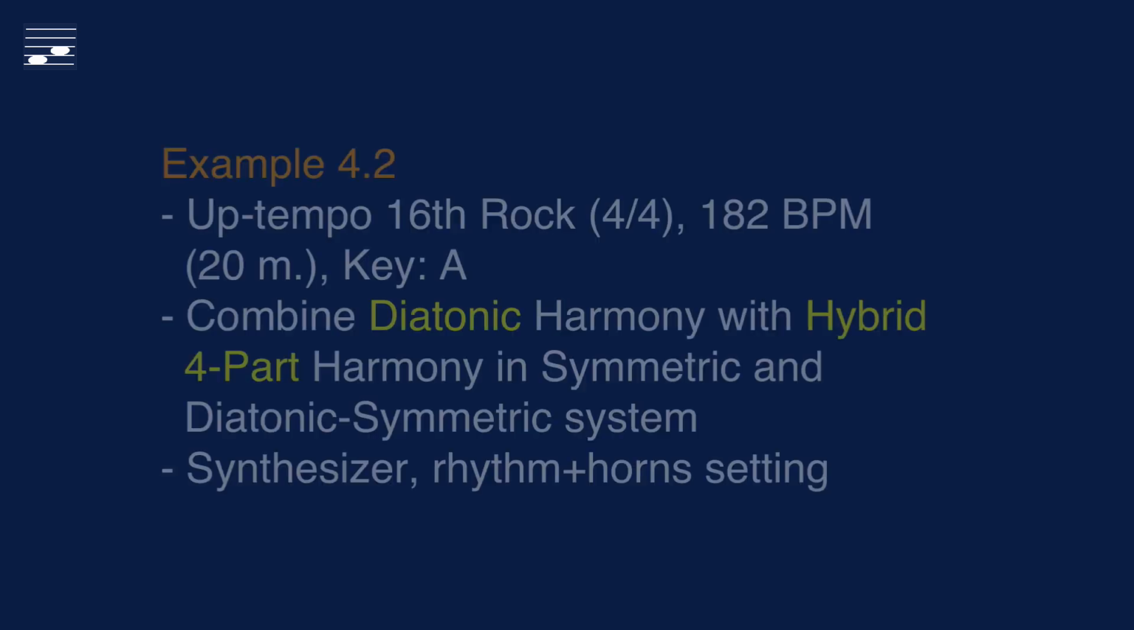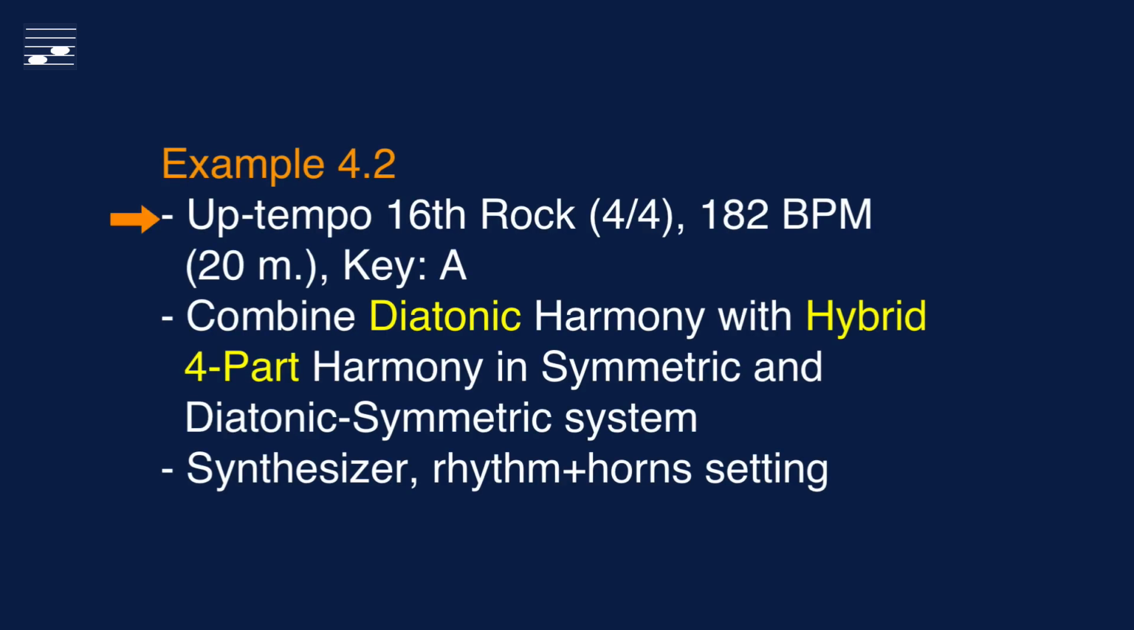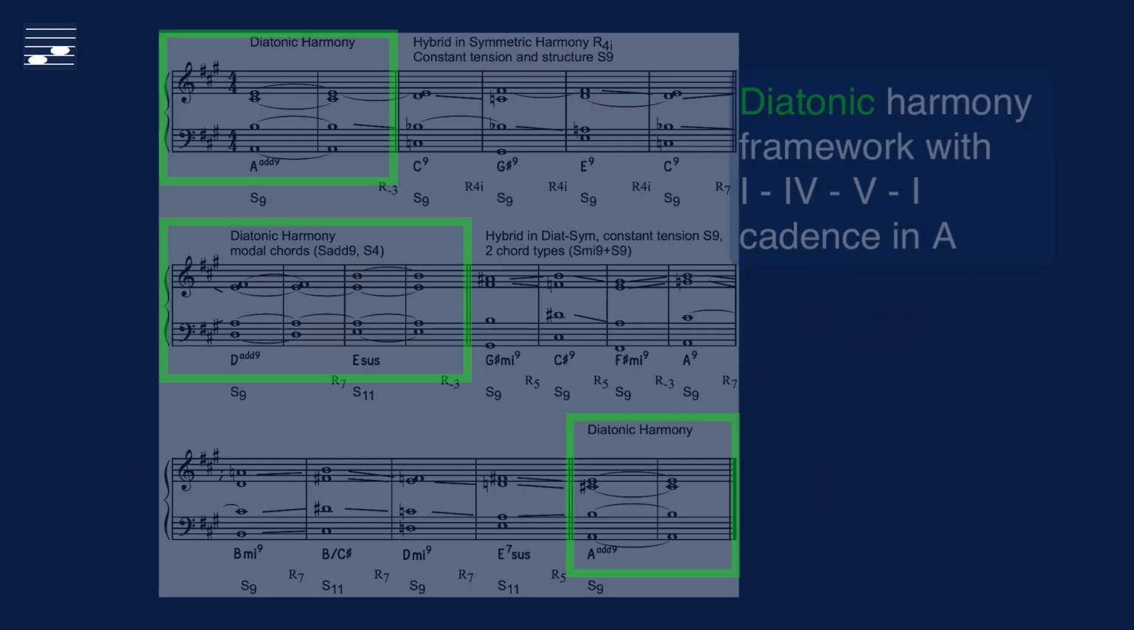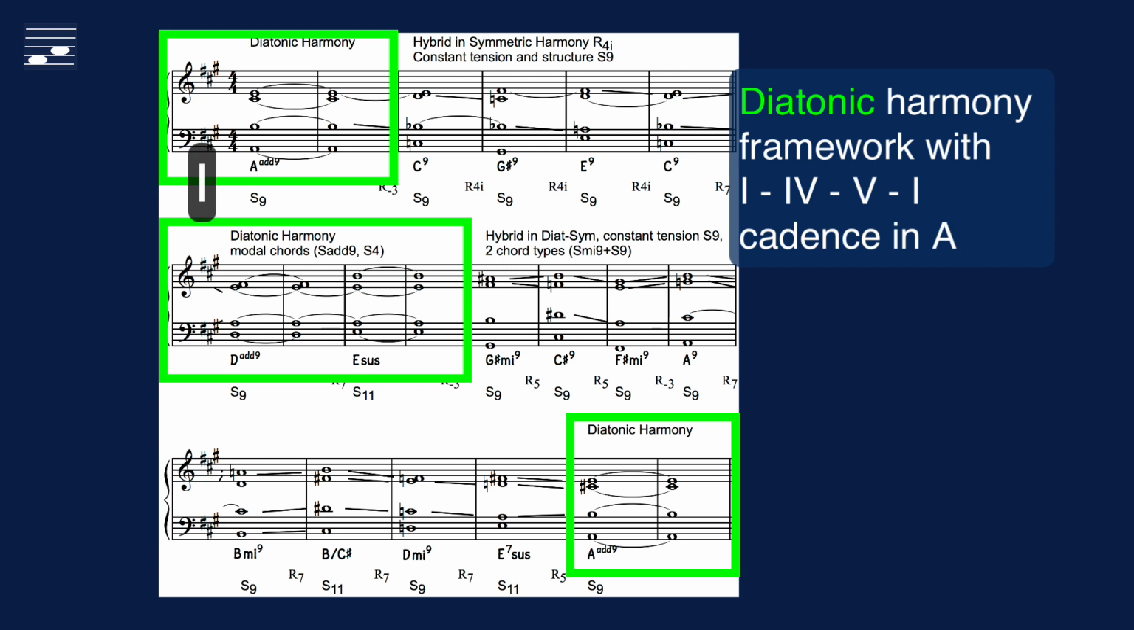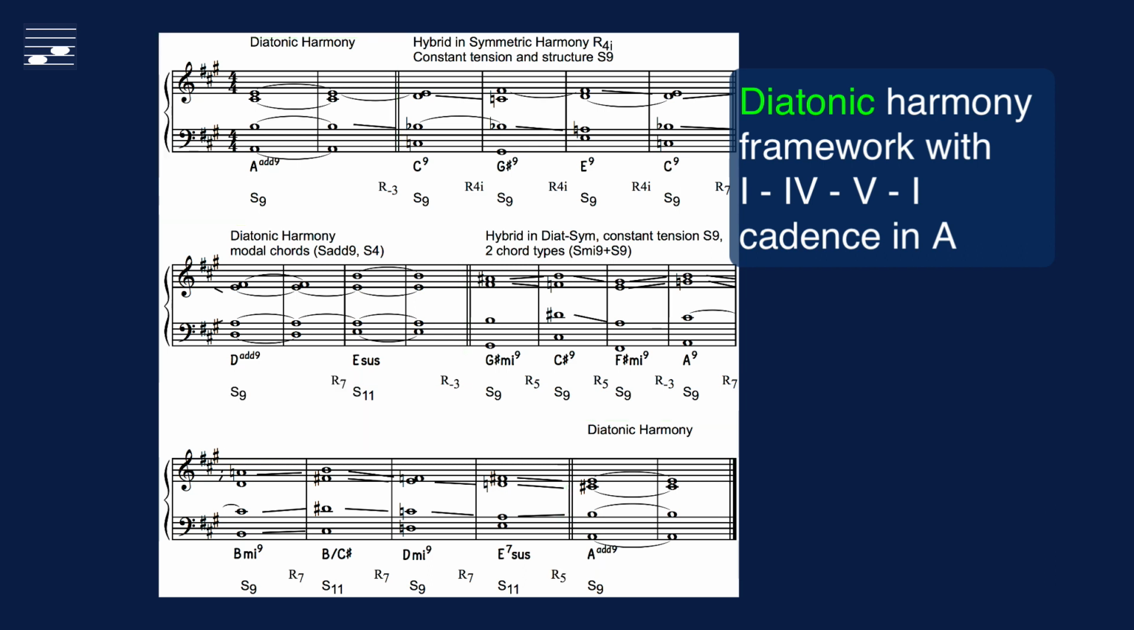The next example yields an up-tempo 16th note rock groove in A major. Again, we write 2 sections with hybrid harmony. The instrumentation now is dominated by synthesizers. The diatonic framework shows a simple 1-4-5-1 cadence in A major.